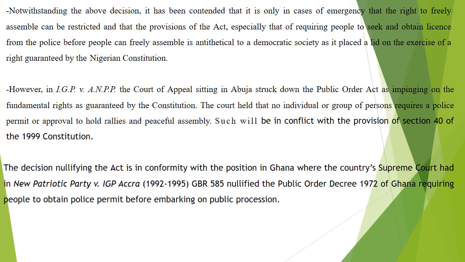Again, in the case of IGP and ANPP, the Court of Appeal sitting in Abuja struck down the Public Order Act as impinging on the fundamental rights in the Constitution. This is another case that is to the point. The court held that no individual or group of persons requires a police permit or approval to hold rallies and peaceful assembly. So this is definitely the position of the law in Nigeria as we speak, because if such is allowed, it will be in conflict with the provisions of Section 40 of the 1999 Constitution.